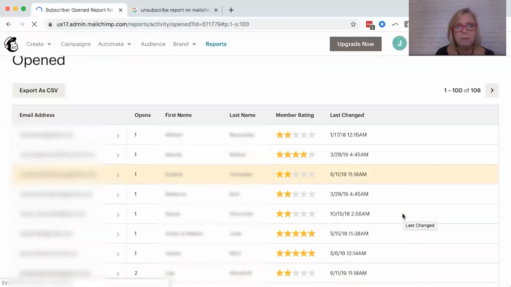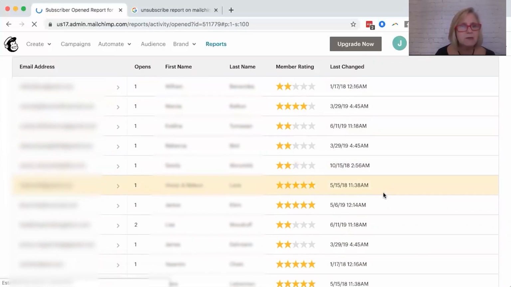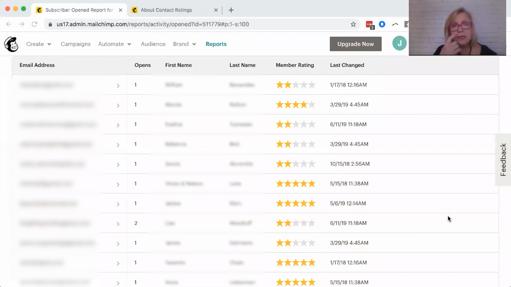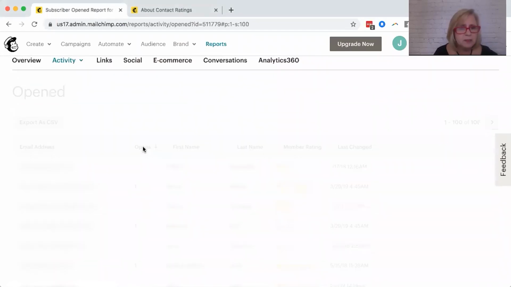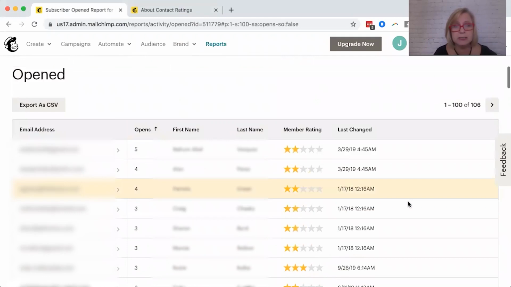I clicked on more information so you could see a little bit more information on them. It gives you some times, it gives you their name, it gives you a member rating. So you can see on this report, it gives us a little more information about each of the contacts. It gives us their email address, how many times they opened it. Looks like this gives you everybody. So I think, yeah, we can click on opens, and it will sort them. If we click it once, it sorts them from lowest to highest. If we click it twice, it puts the people who opened it the most at the top.